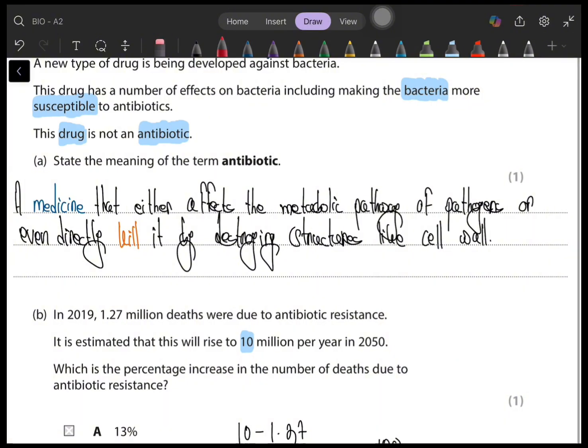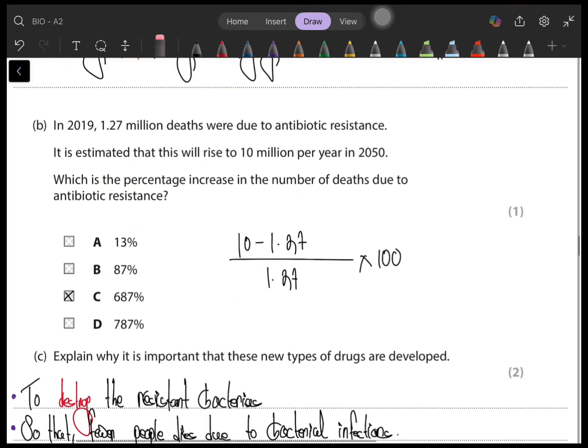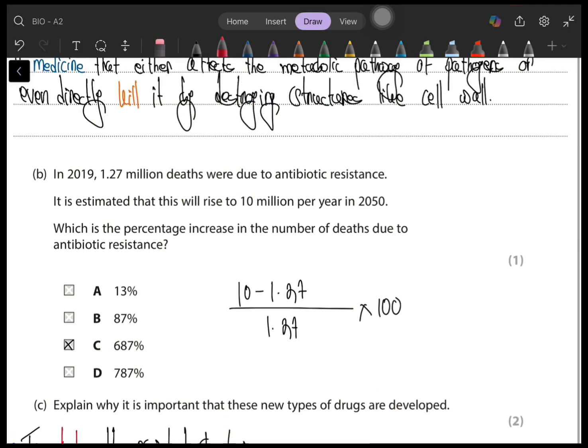So this is the final, this is the initial. Final minus initial, divided by the initial, times 100 would give us the percentage increase, right? So yeah, basic maths. This is what I have done. This has given us the percentage increase in the number of deaths due to antibiotic resistance.